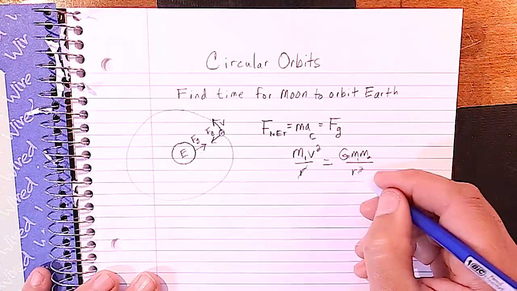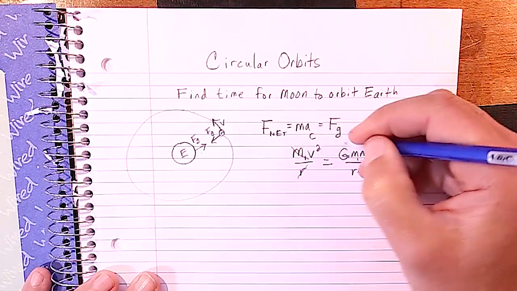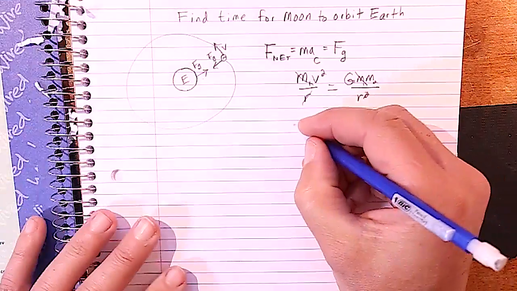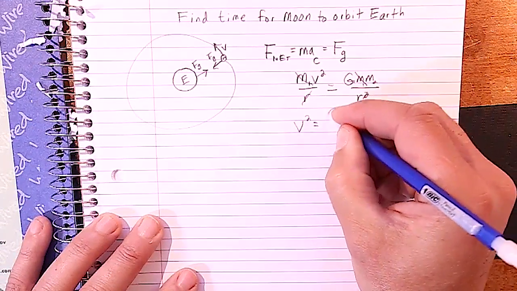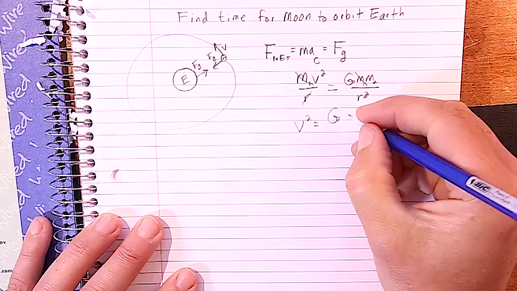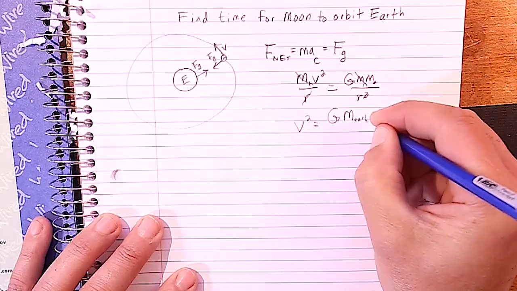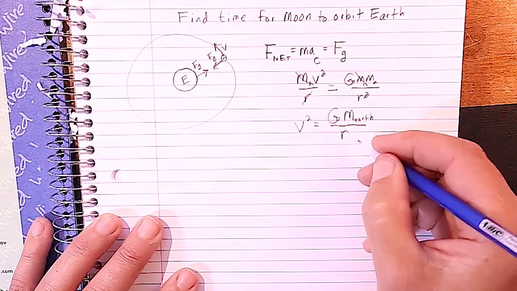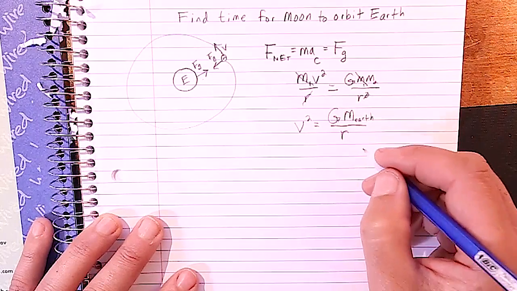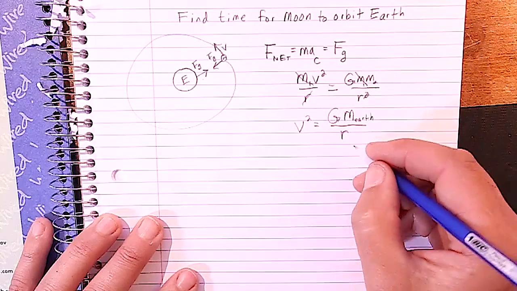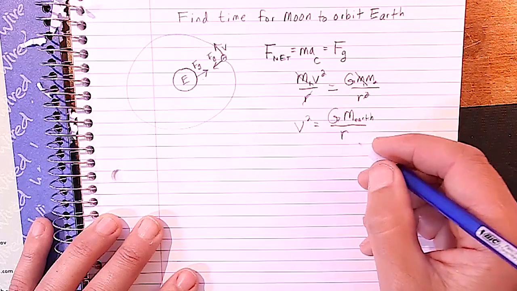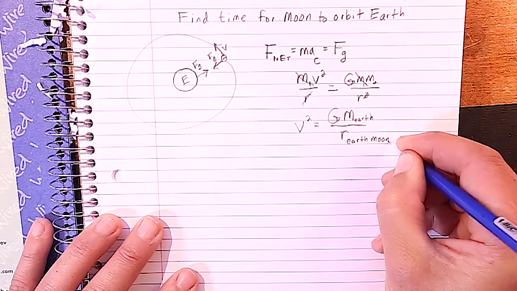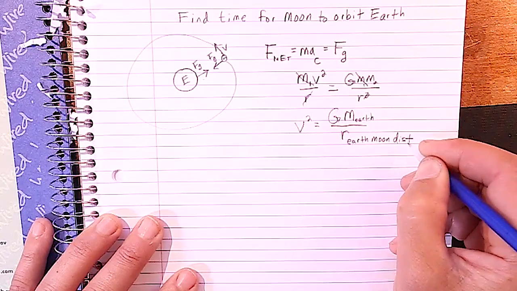So if we cross out one of the r's, and we can cross out one of the m's, that's the mass of the moon, we're left with v squared equals G times the mass of the Earth divided by r. We have to be careful here because what is r? Well, in a_c equals v squared over r, r is the distance from the point at which it's rotating around. So this is the Earth-Moon distance, the distance between the Earth and the Moon.